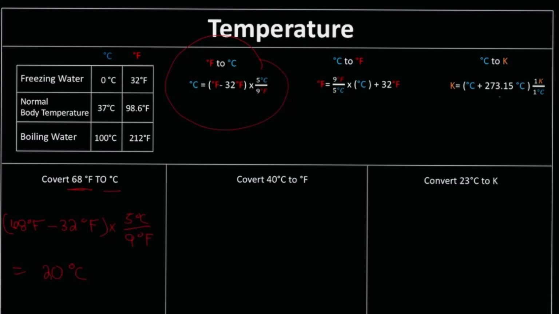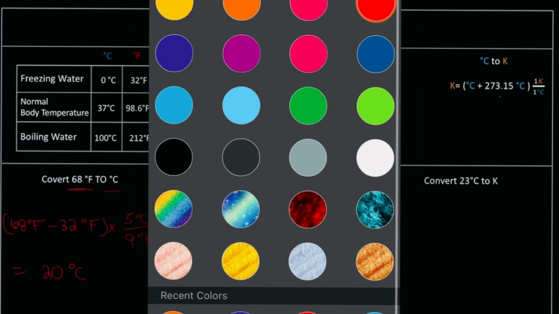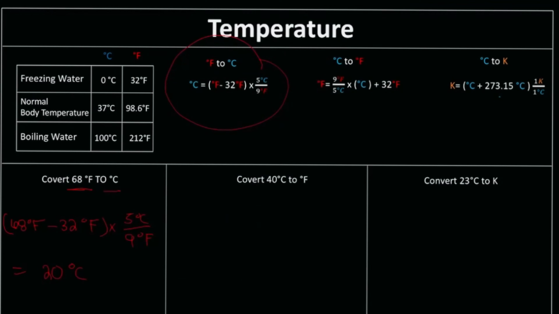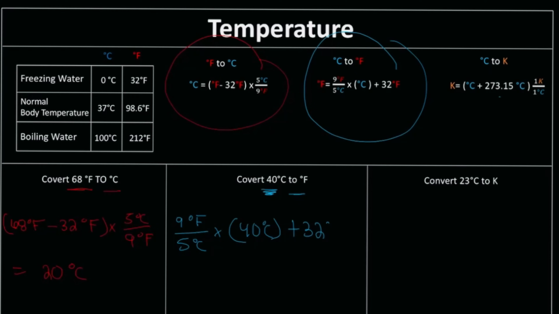Next we have convert 40 Celsius to Fahrenheit, and I'm going to change the color here. We're just going to use the formula right here. We plug in 9 Fahrenheit over 5 Celsius times our Celsius, which is 40, plus 32 Fahrenheit, which gives us 104 Fahrenheit.